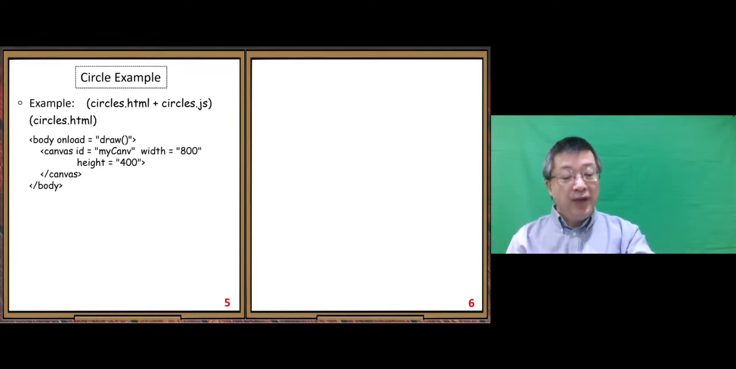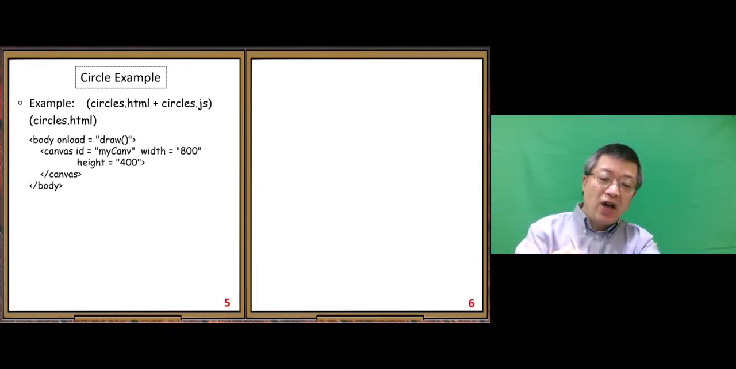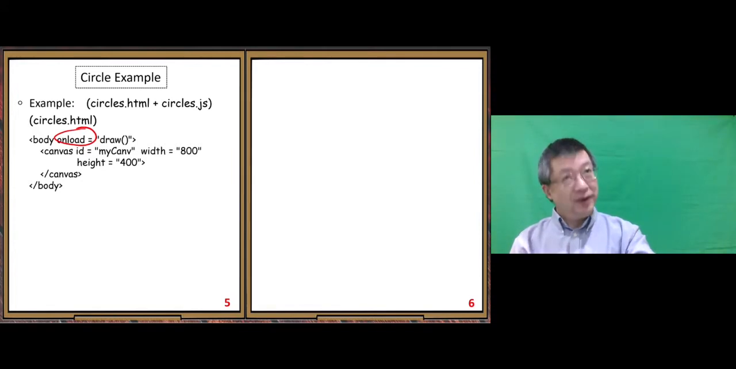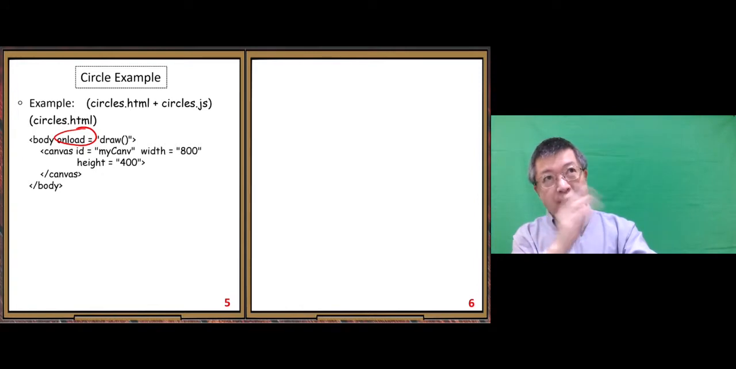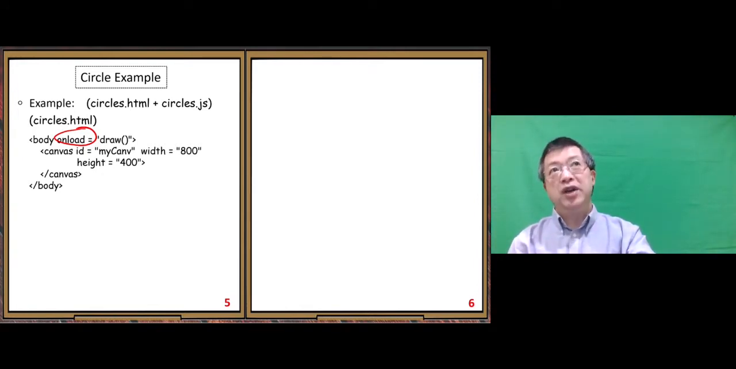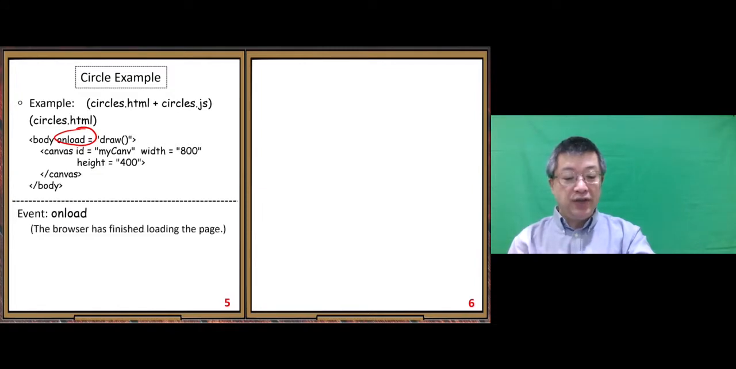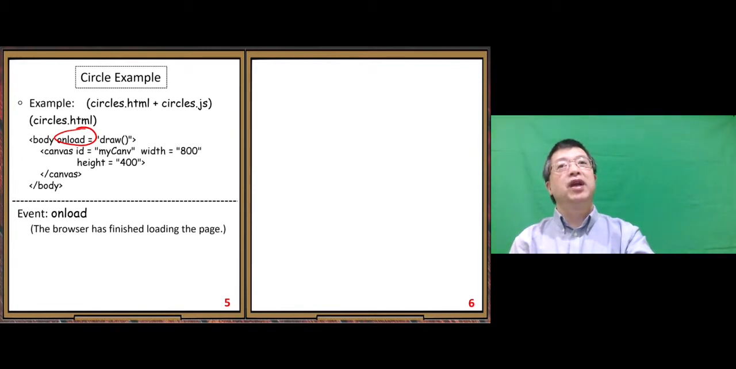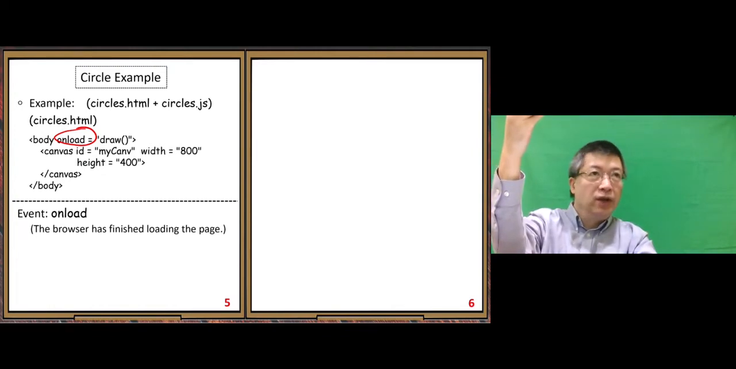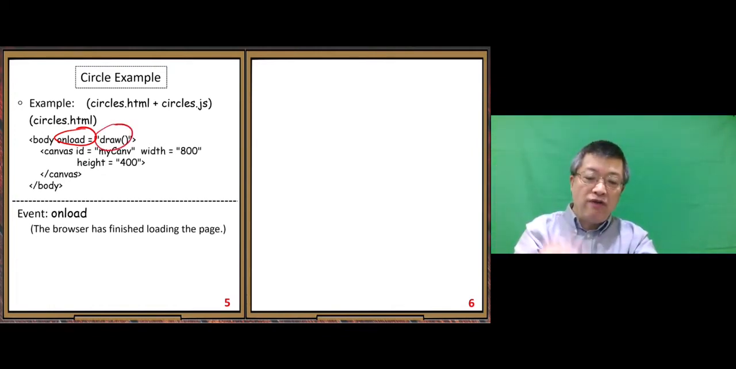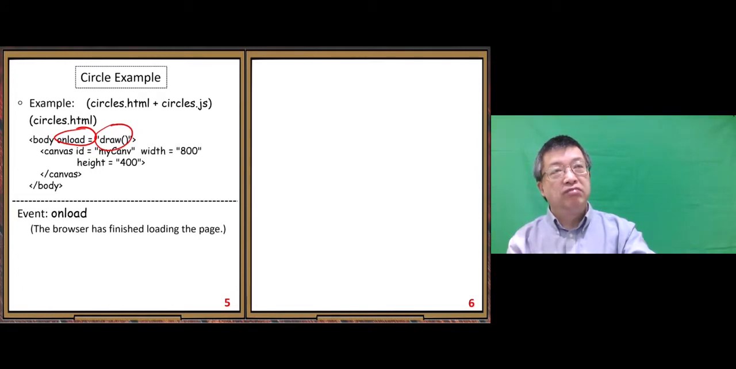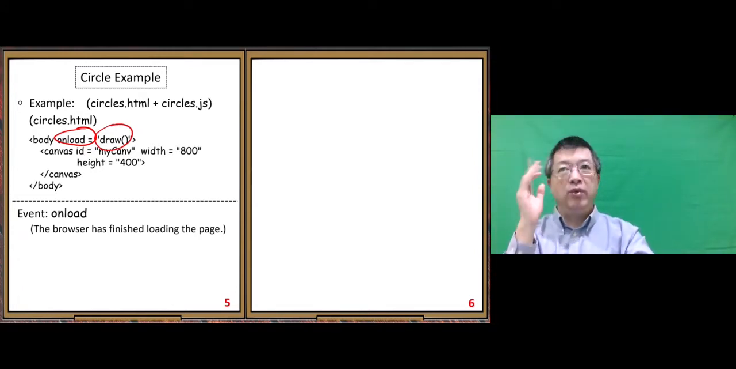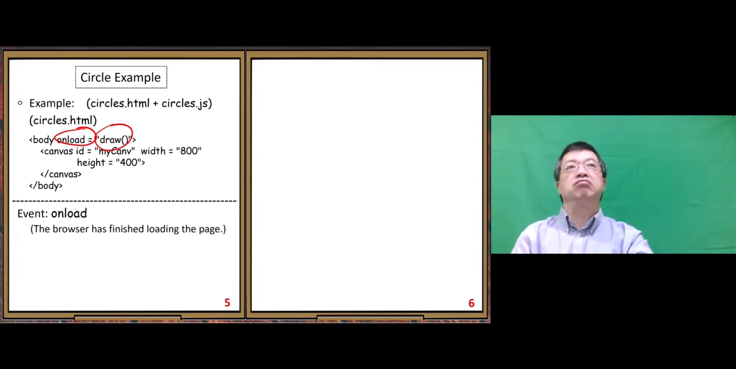Very simple. In the HTML, first look at this onload event. That's a browser-generated event, not user-generated. This event means the browser has finished loading the page. So when the browser finishes loading the page, this event is triggered, and then a JavaScript draw function is called. We will see the definition of this draw function.